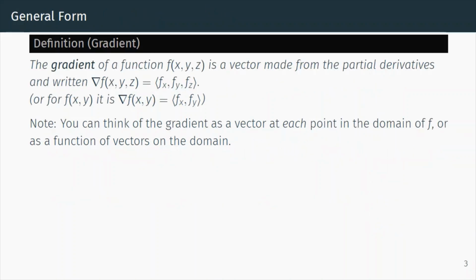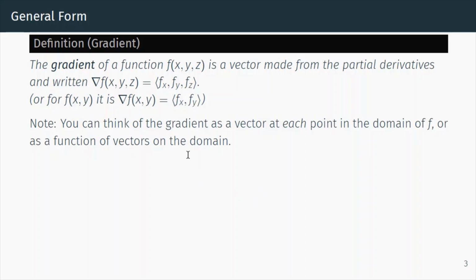So the gradient is going to be a vector, and it's going to be made out of a multivariable function. So if a multivariable function has three inputs, then the gradient vector will have three components to it. And it's just a vector with the partial derivatives of f: fx, fy, fz. In two variables, if it's just f of x, y, then the gradient is just fx and then fy as a vector. And we use this nabla notation, this upside down triangle.